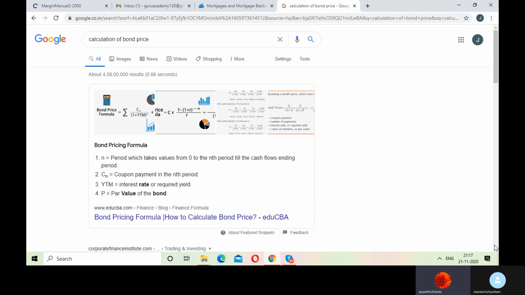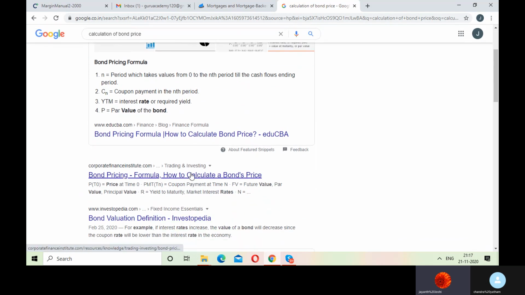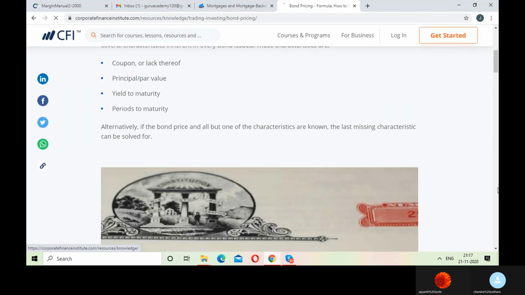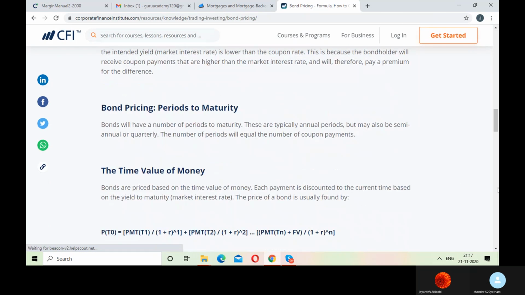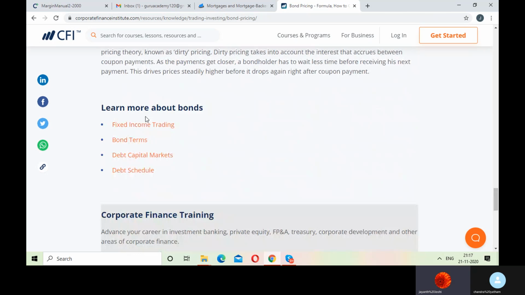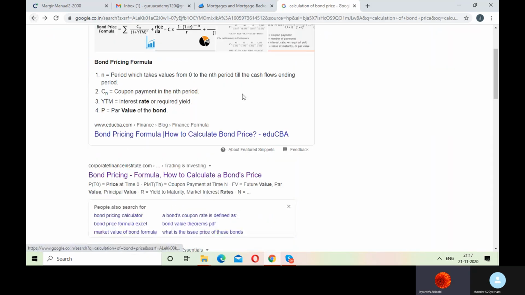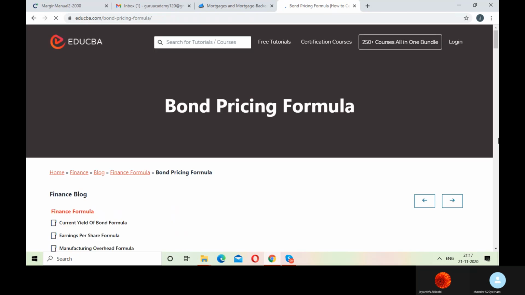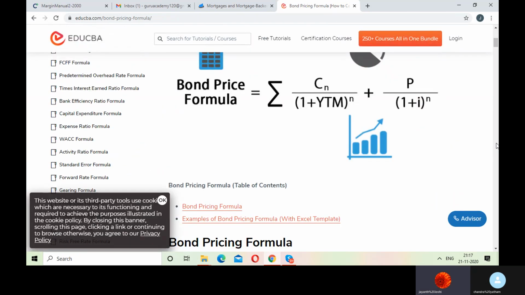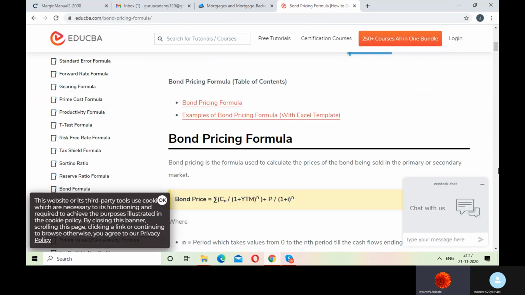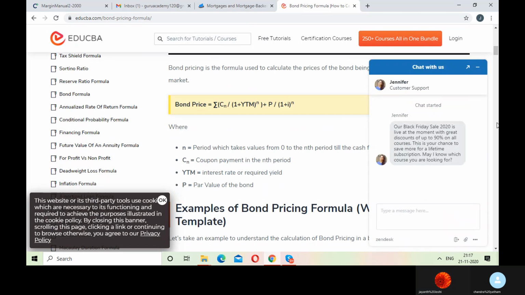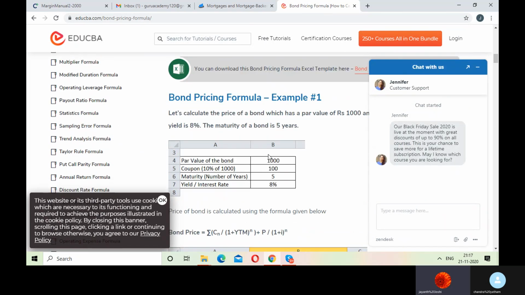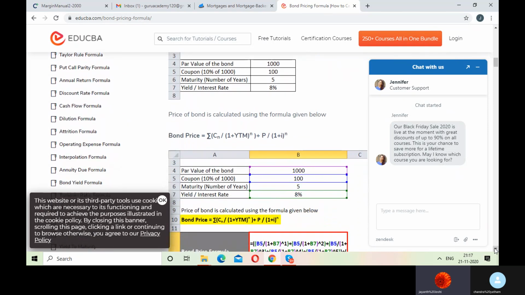So how will you find out the calculation of bond price? We will be studying this in that valuation book. See here. They are using these calculator formulas.